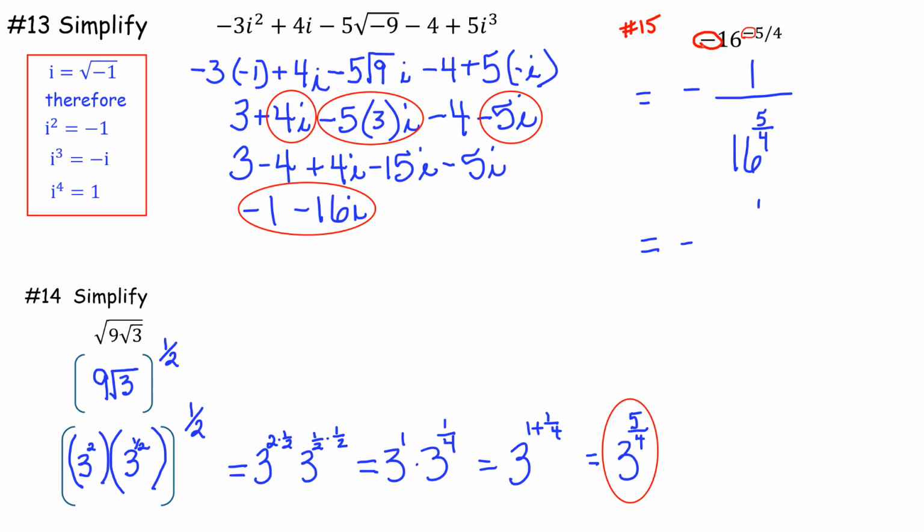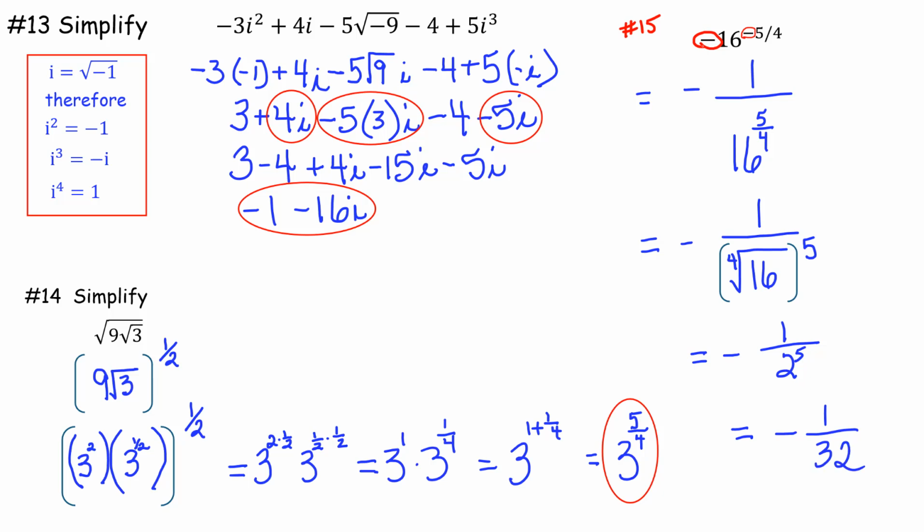All right, now what does 16 to the 5/4 mean? It means that we have 1 over the fourth root of 16, so the number in the denominator is the root that we're taking, and the 5 tells us to raise that to the 5th power. So that is negative 1 over, the fourth root of 16 is 2 because 2 times 2 times 2 times 2 is 16. So negative 1 over 2 to the 5th power. And when we multiply 2 by itself 5 times, we get 32. So we have negative 1 over 32. And that is the answer to that problem.